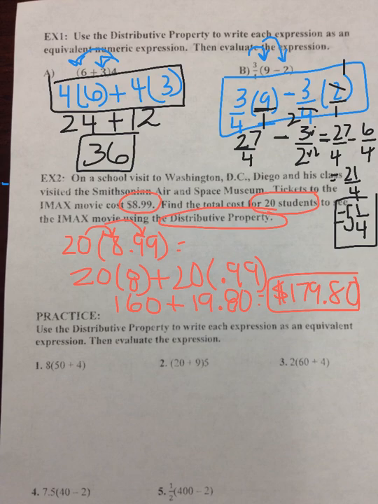And yes, I totally know some of you are thinking right now, wouldn't it just be easier to just do $20 times $8.99? And yes, you are totally right, but we have to look at what the problem is asking us. The problem wanted us to find the total cost using the distributive property. So we have to know how to break down a number into two parts that could be added together so that we could apply the distributive property to it.